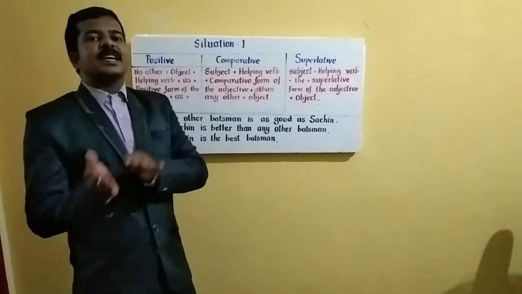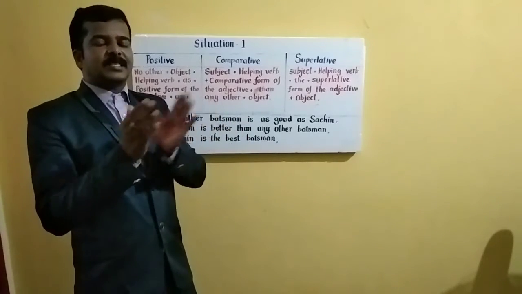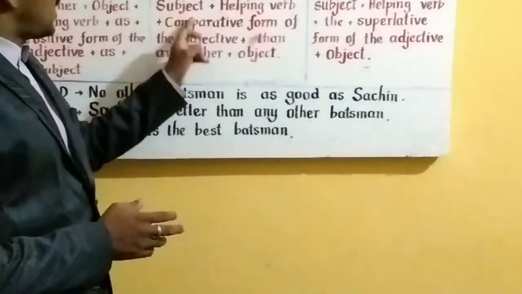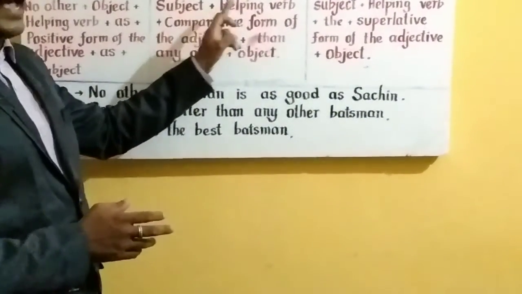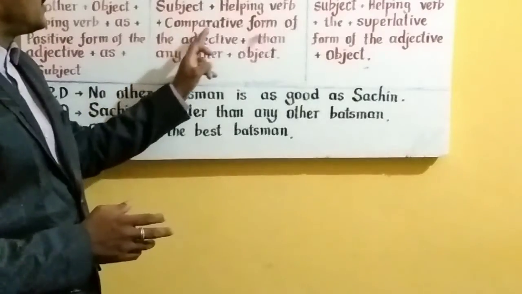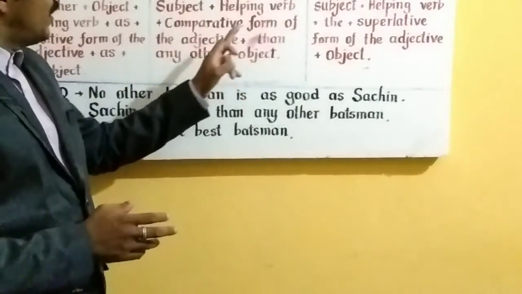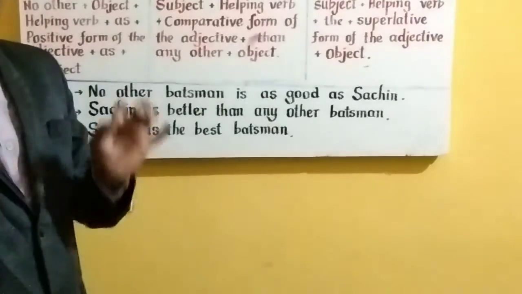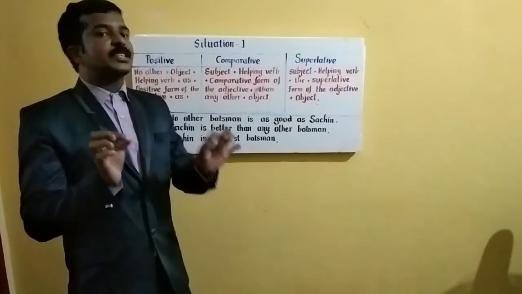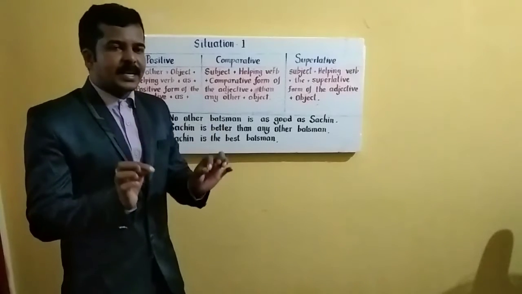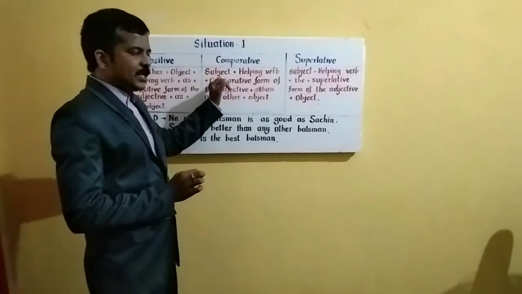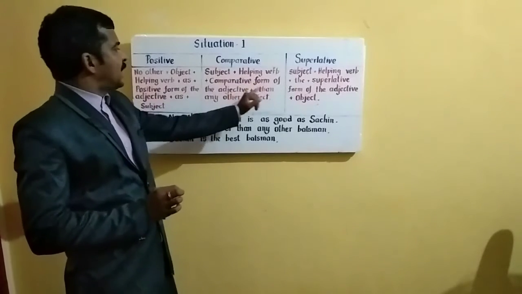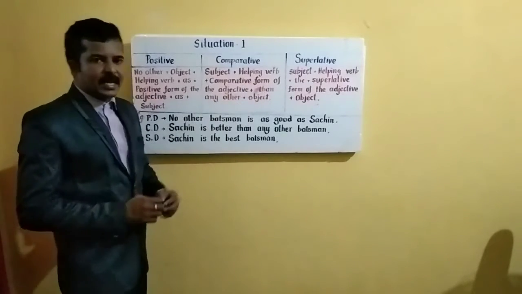Then, we are moving to the comparative degree. What is the structure of a sentence in comparative degree? It starts from subject, followed by helping verb, then comparative form of the adjective plus "than any other" plus object. Since we are discussing situation 1, comparative degree starts from subject, helping verb, comparative form of the adjective plus "than any other" and finally object.